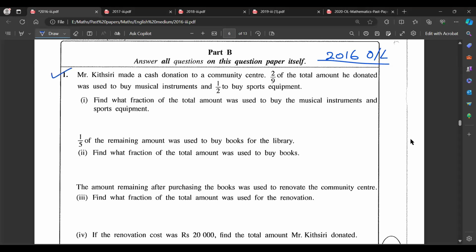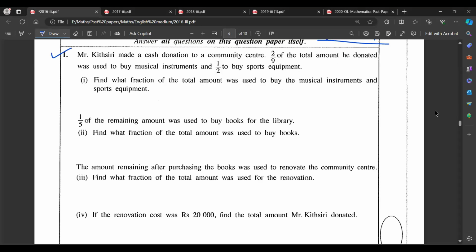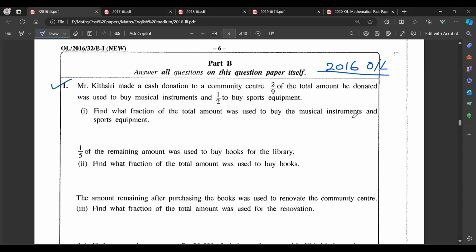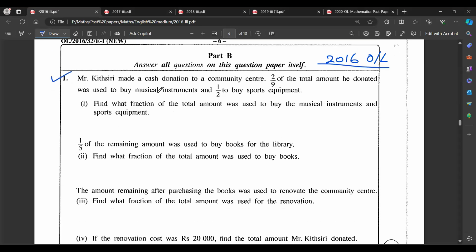Today we are going to discuss fraction parts. We are going to discuss all the fraction questions. So here, what is the question? Mr. Kitsili made a cash donation to the community center. 2 out of 9 of the total amount donated was used to buy musical instruments, and 1 out of 2 for the sport equipment.